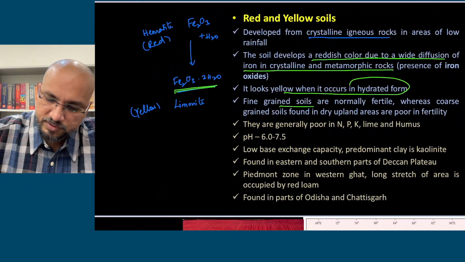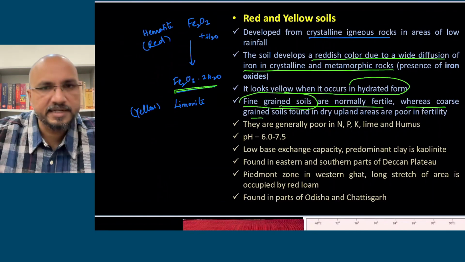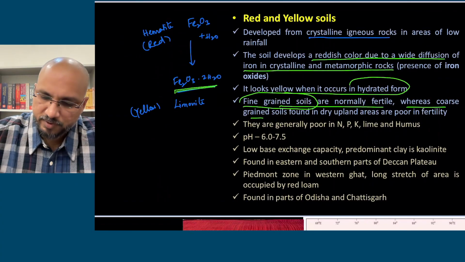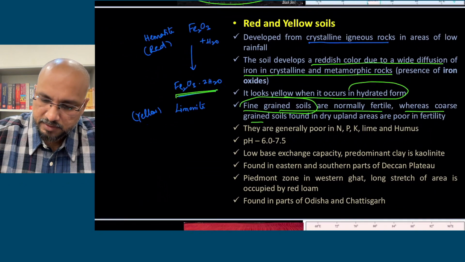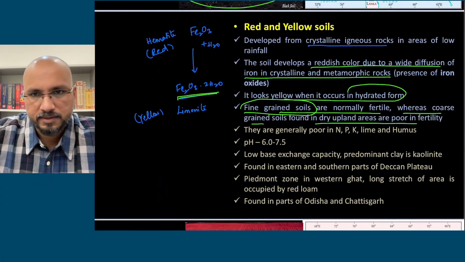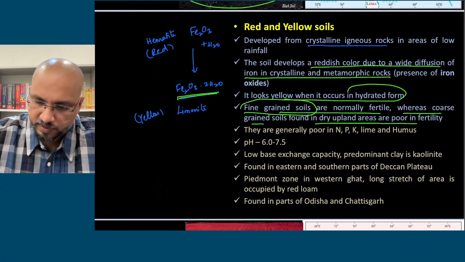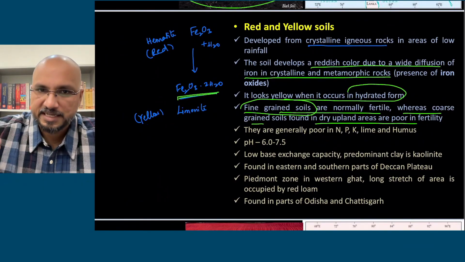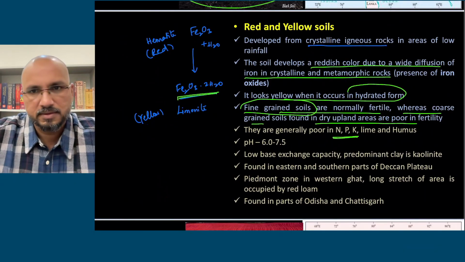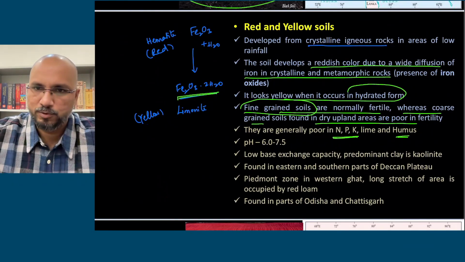So these are fine grained soils and are normally fertile, whereas coarse grain. जो fine grained soils हैं, fine grain माने तुम्हारा silt and clay fraction ज़्यादा है. Coarse grain means sand fraction ज़्यादा है. They are found in the dry upland areas and they are poor in fertility. जो fine grained soil है, it is more fertile than the coarse grained soil. That is because of higher amount of clay fraction. Clay ज़्यादा होगा तो cations भी ज़्यादा होंगे. हाँ, उनका base exchange ability भी ज़्यादा होगा. So they are generally poor in NPK, right? They are poor in the macronutrients and also organic matter भी कम होता है इनमें.